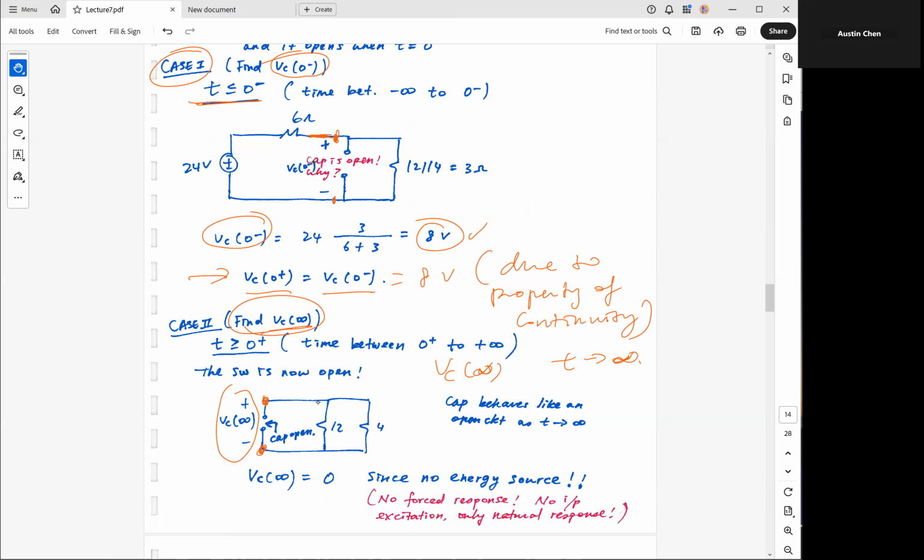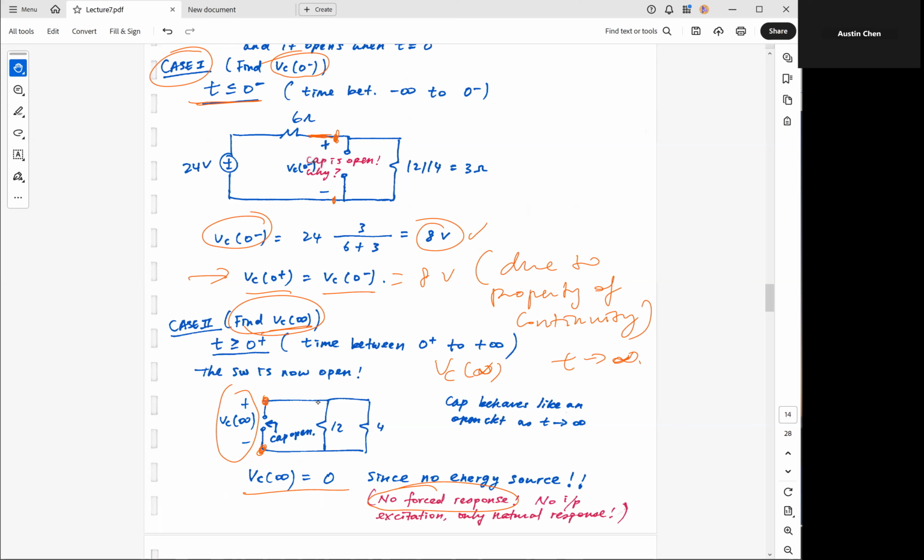Now, it turns out that for this particular problem, you can see that since there is no forcing function, no input excitation, VC at infinity is simply equal to 0. Because you can imagine if there is no energy source, then there is no voltage drop across this capacitor. In other words, there is no forced response. This is just coming from the question itself.